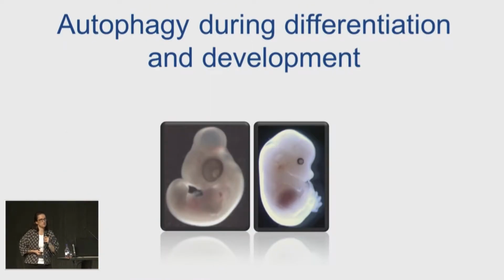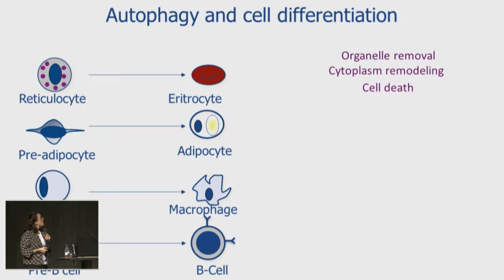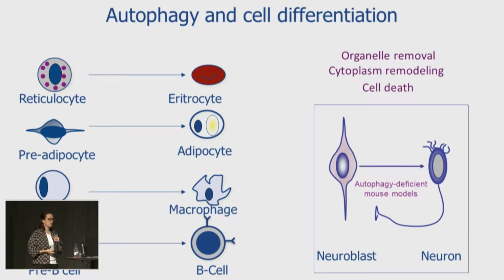But today, I'm going to talk to you about how we think autophagy is important for development and differentiation. We know that it's important for the development of erythrocytes, adipocytes, macrophages, and B cells. We think that it's important to remove organelles. It's also essential for cytoplasmic removal, and it plays a role in cell death. When we started this project, it was not really known whether autophagy is important for neuronal differentiation. We tackled this mainly by using autophagy deficient mouse models.